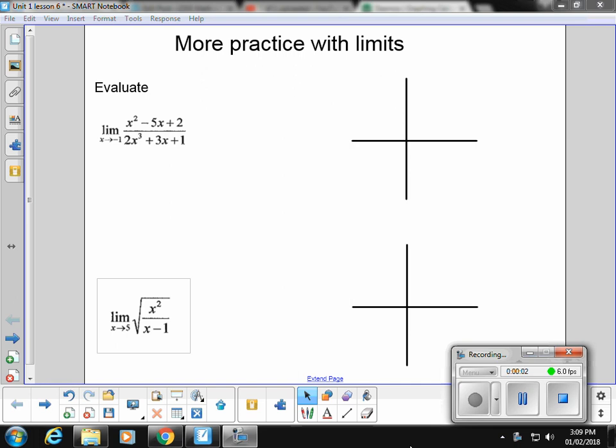All right, calculus, we're on Unit 1, Day 6, and we're going to just continue with our practice for limits. So we are looking at a function, again like yesterday, and we're looking as that x value approaches -1.